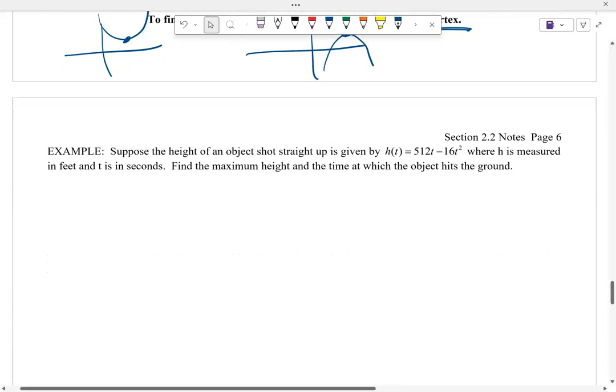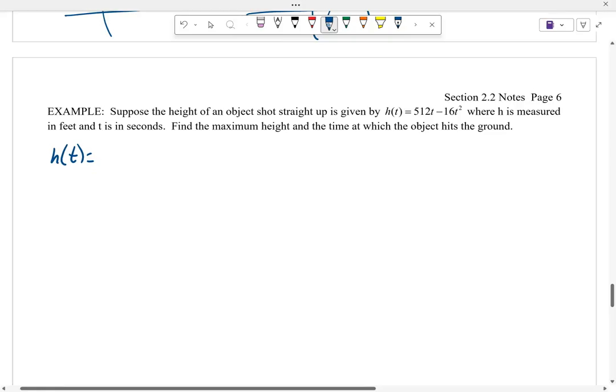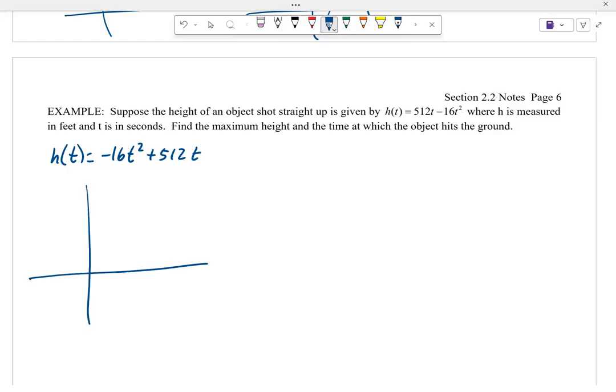So here's this first one. Suppose you got the height of an object here, h of t, 512t minus 16t squared. Let me write it this way. Negative 16t squared, put in standard form here, plus 512t. And so if I was graphing that, something like this type of deal, right? We're not going to worry about the graph. I'm just trying to give you a visual. Where h is measured as the height, and this is time t in seconds. Find the maximum height and the time at which the object hits the ground.